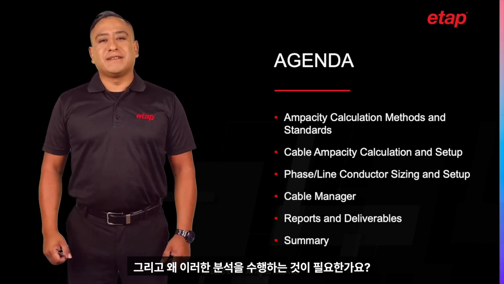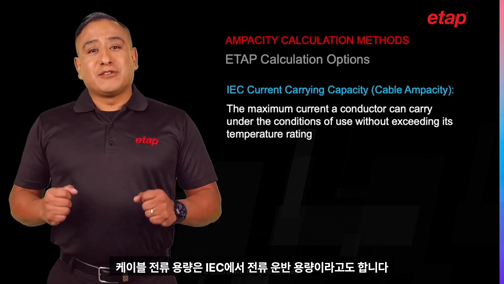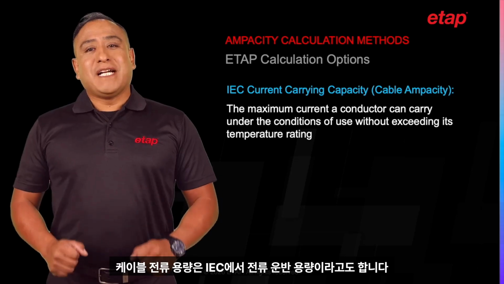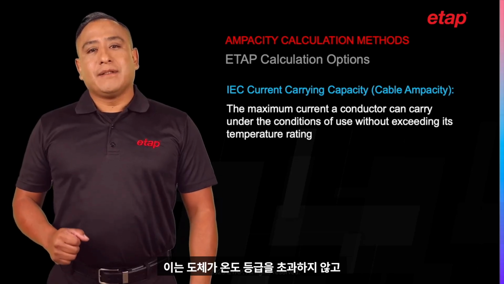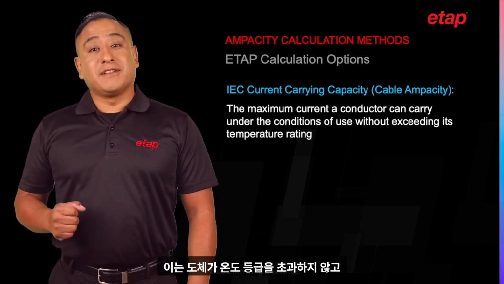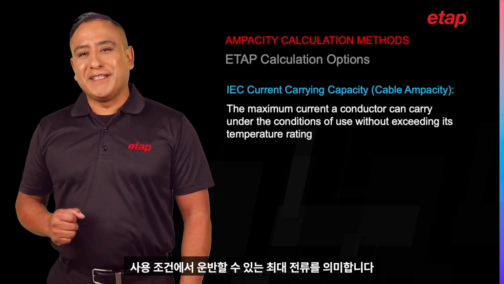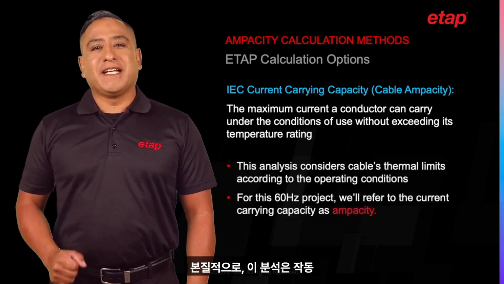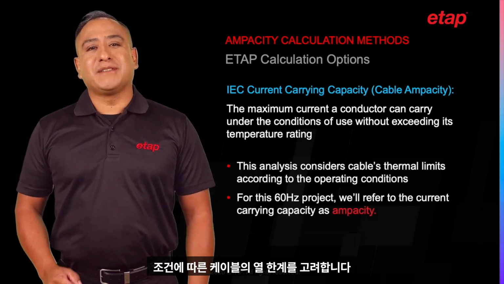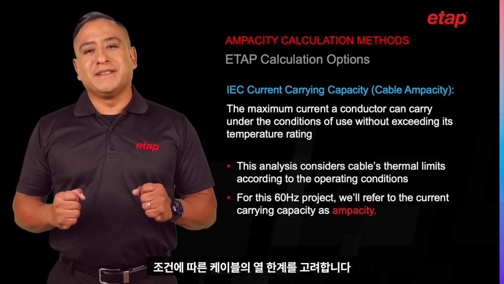I will begin this presentation with an explanation of cable ampacity analysis and why it is necessary to perform such analysis. Cable ampacity, also referred to as current carrying capacity in IEC, refers to the maximum current a conductor can carry under the conditions of use without exceeding its temperature rating. Essentially, the analysis considers the cable thermal limits according to the operating conditions.